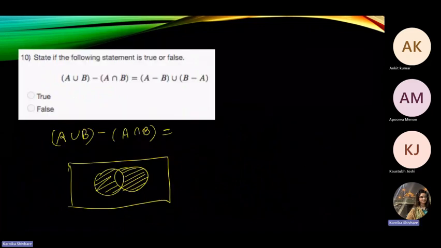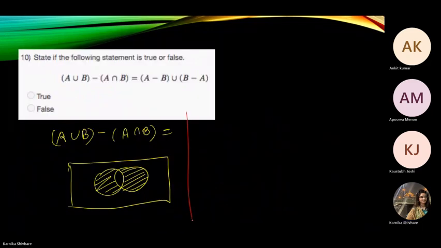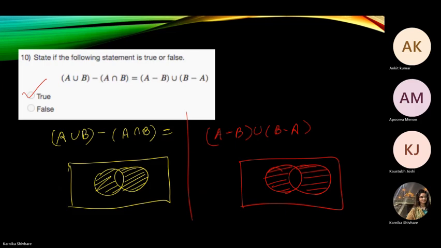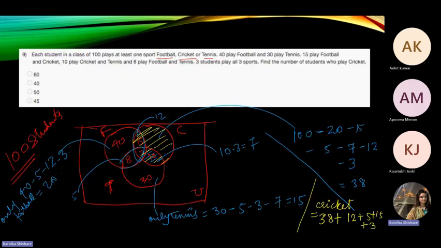So this is A minus B union B minus A. That is the part of A which is not part of B, union the part of B which is not part of A, means this one. So how much is this? Is it the same? Yes. One more thing, we can solve this through formulae also. I can show that through formulae. Just give me a second.